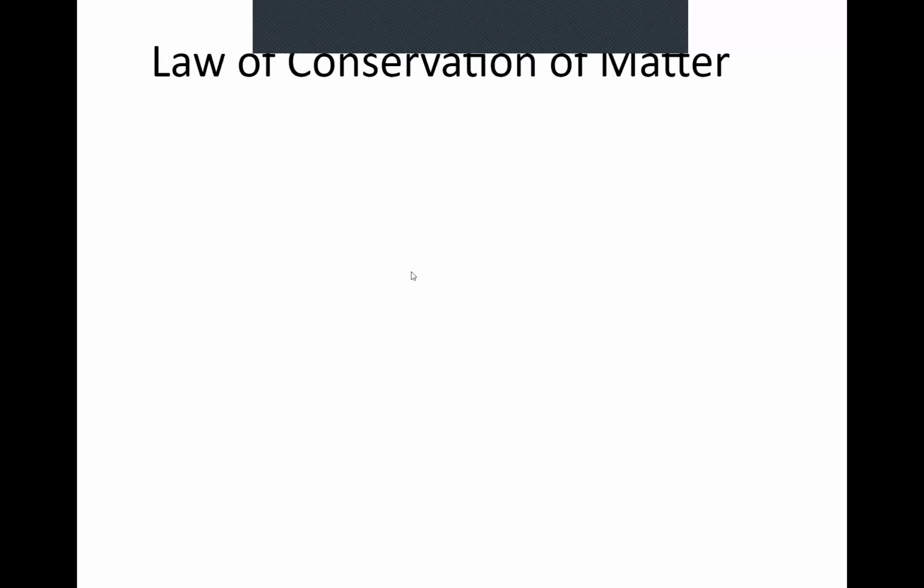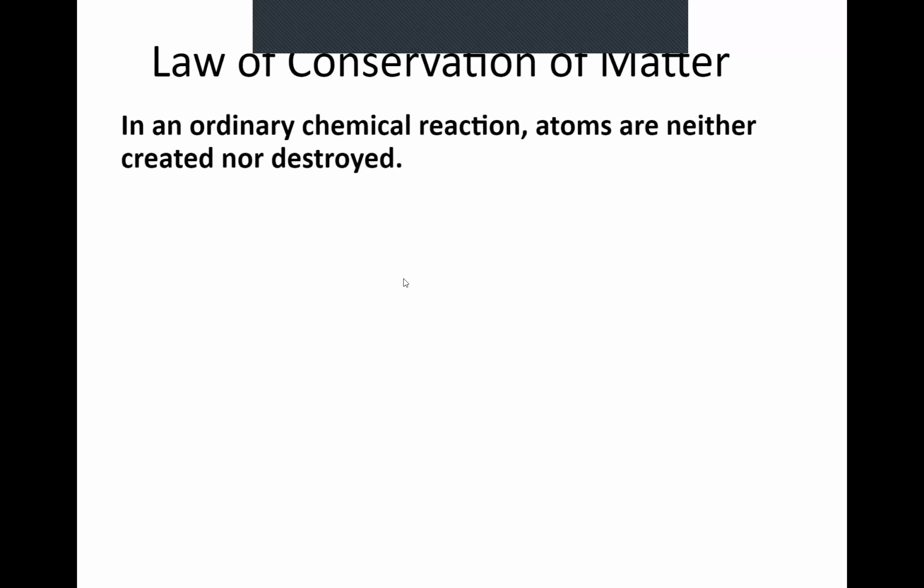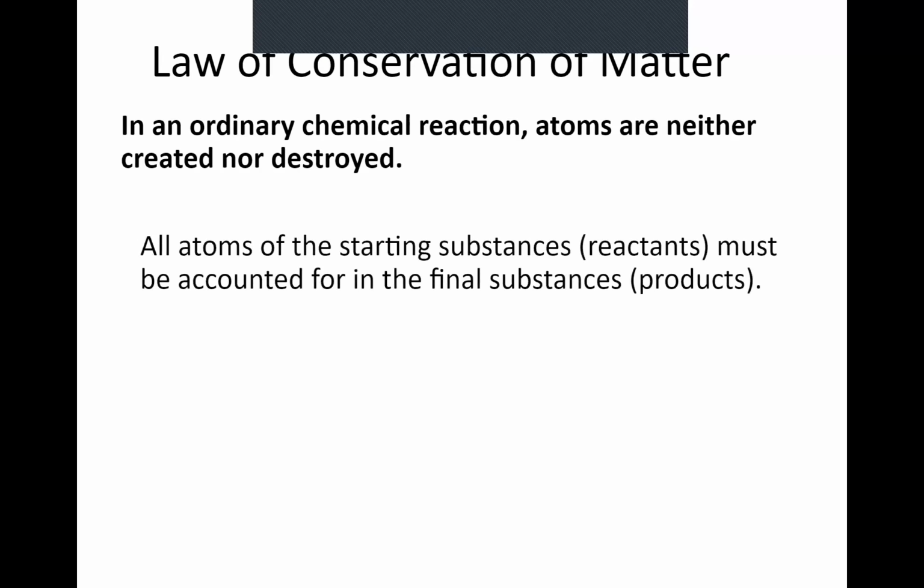In this lesson, we're going to talk about how to balance equations. The concept of balancing equations really rests upon a law that you've probably heard of before, the law of conservation of matter. Put simply, this says that in any ordinary chemical reaction, atoms are neither created nor destroyed. In practical terms, that means that all of the atoms of the reactants, the starting substances in an equation, must be accounted for in the final products, the final substances of the reaction, which we call the products.